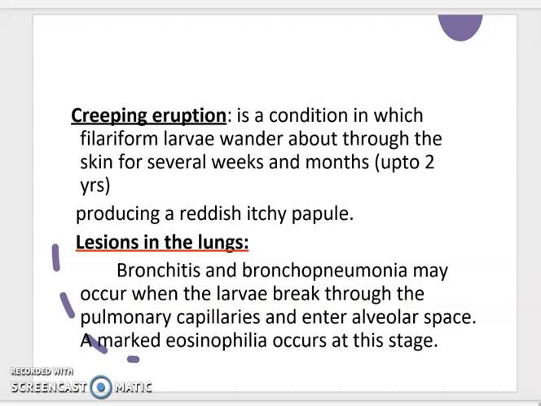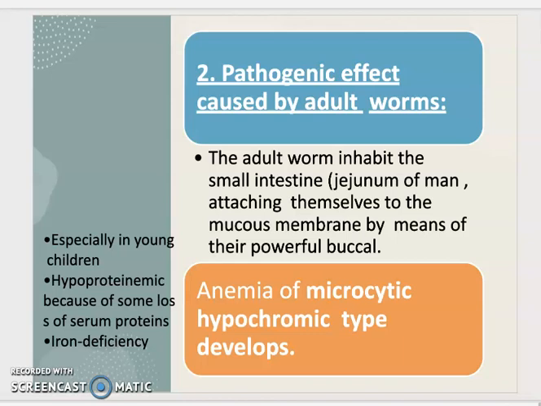Then there is a lesion in the lungs, that is bronchitis, and bronchopneumonia may occur when the larvae break through the pulmonary capillaries and enter the alveolar space. So that can also occur. Then the pathogenic effect caused by the adult worm is that they inhabit the small intestine, attaching themselves to the mucous membrane and sucking fluid, and cause anemia in children. Thank you.